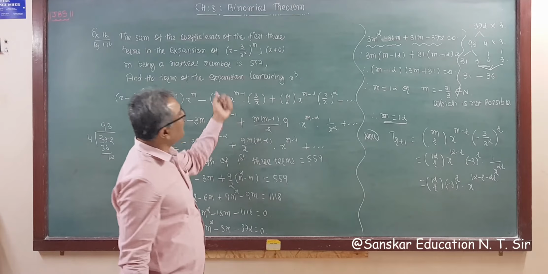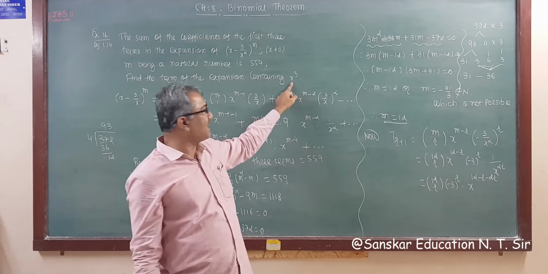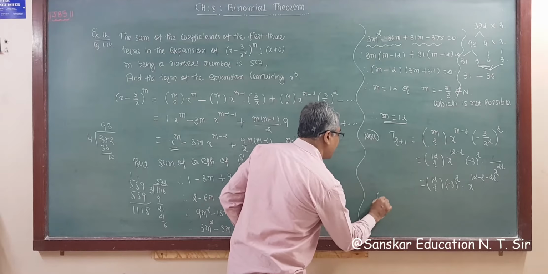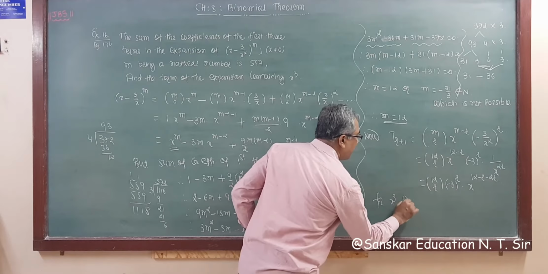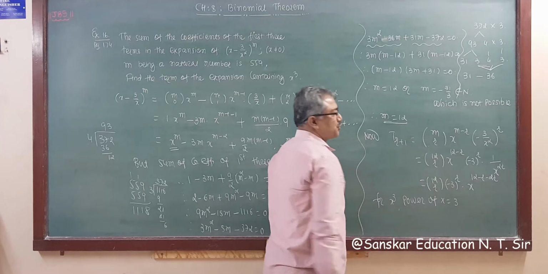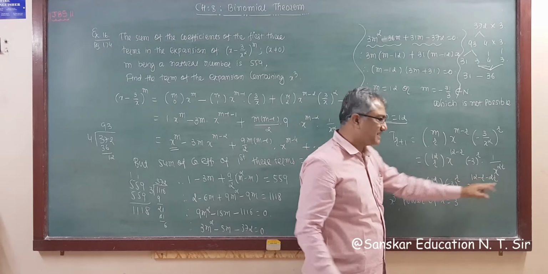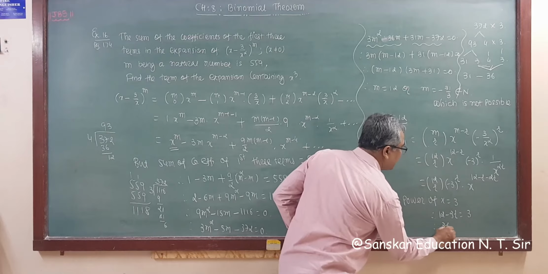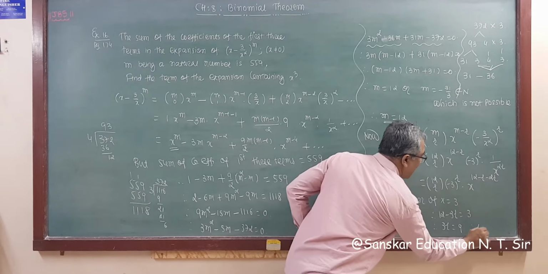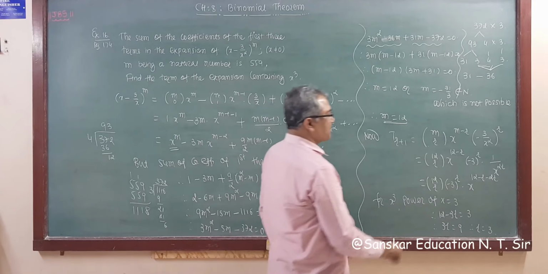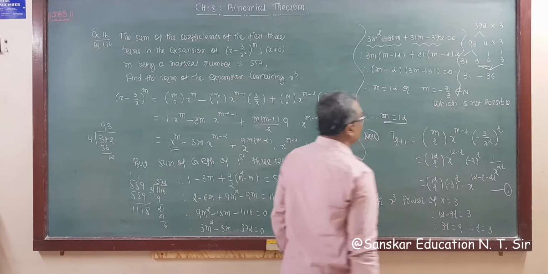Now we have to find the term containing x cube, which means for x cube the power of x is 3. So the power of x here is 12 minus 3r. Therefore 12 minus 3r is equal to 3, that is 3r is equal to 9. So r is equal to 3. Now substituting r equal to 3 in equation 1.